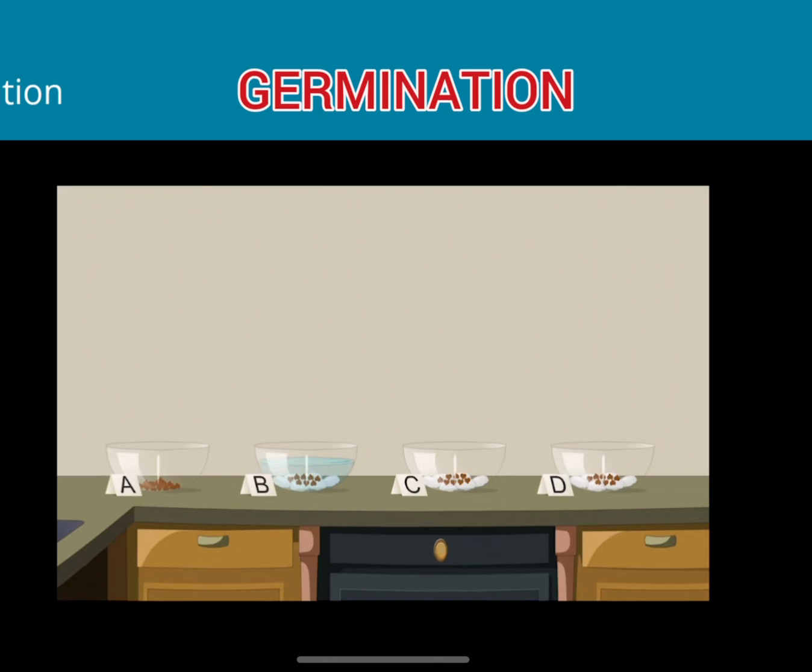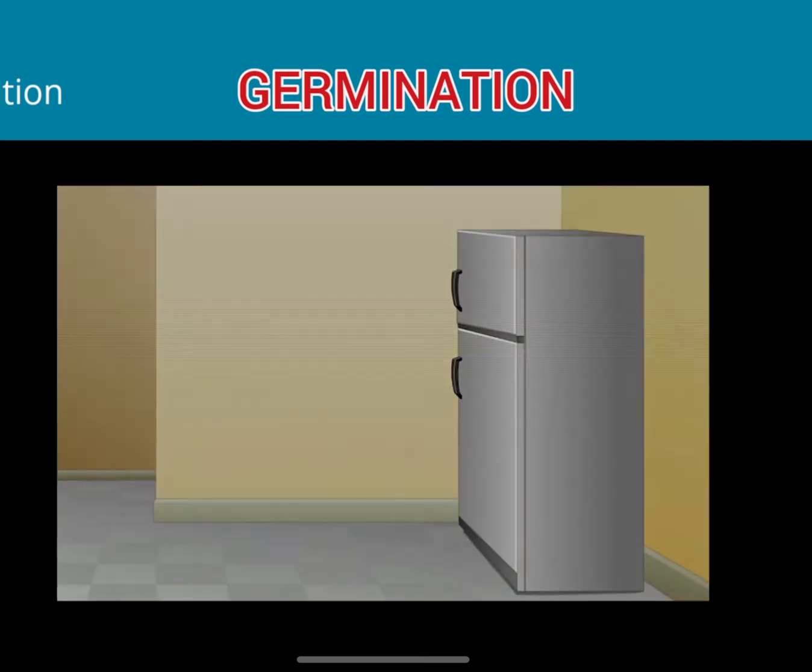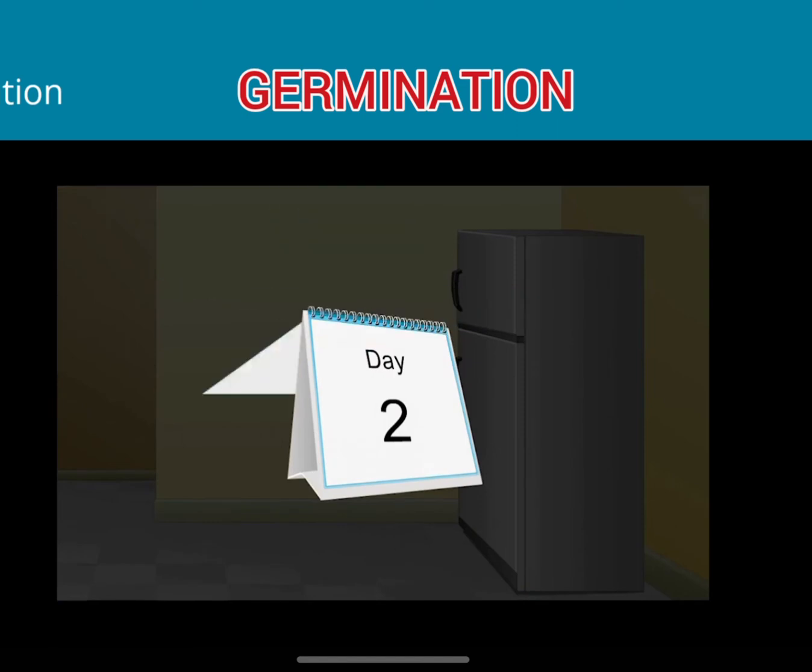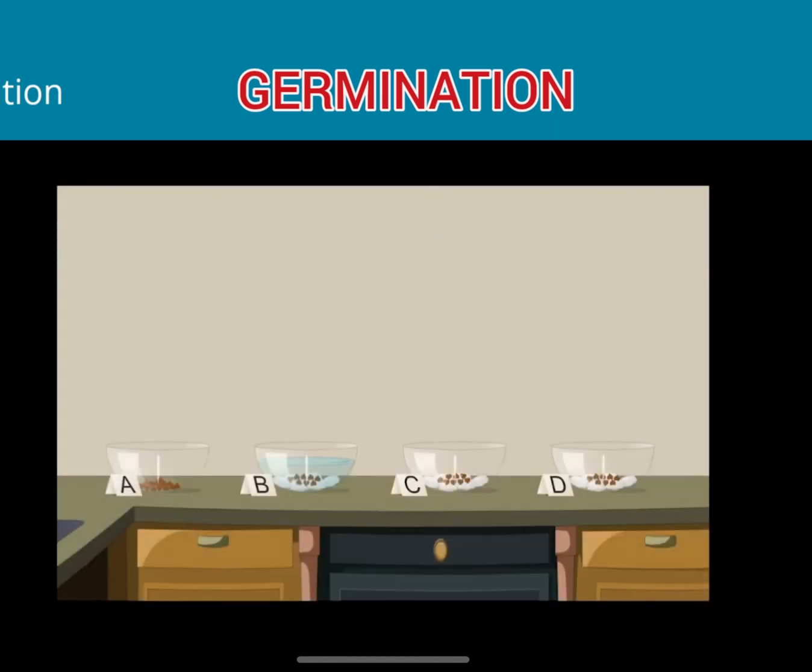Leave dishes A, B, and C undisturbed on the counter. Place dish D in the refrigerator. Observe the dishes after 2 days. You will notice that only the seeds in dish C have sprouted. Let's see why only these seeds have sprouted.